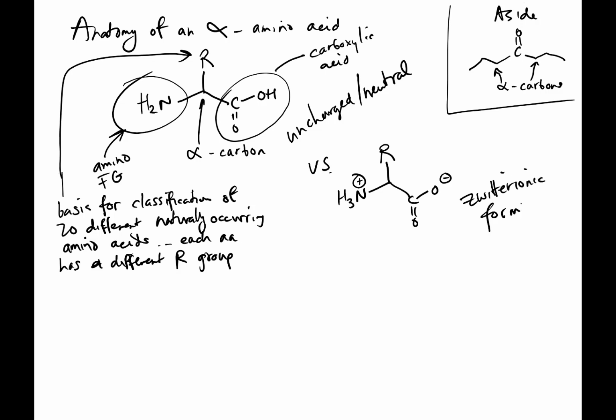Now, let's just talk really quickly about what a zwitterion is. It's a German word. Zwitterion means, sometimes we call it an internal salt. And if you remember, a salt is an ionic compound. So the idea here is a zwitterion possesses both.